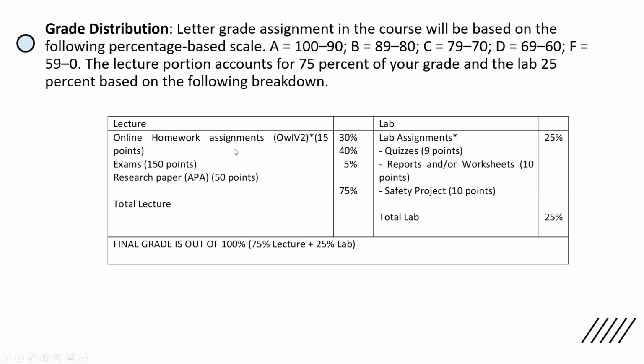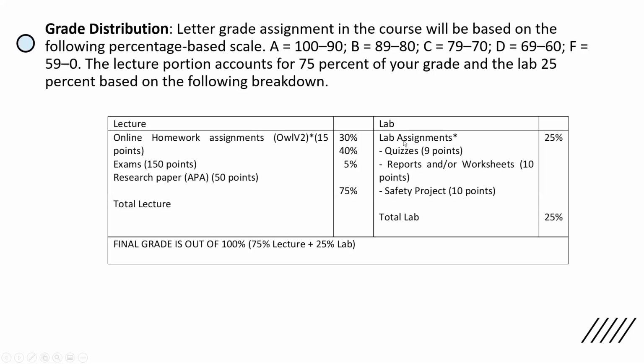The lecture will have a homework every week. The homework is 15 points, and it will be in OWLv2 from Cengage. That's why it's important that you get the code as soon as possible. Remember, you have a video in D2L that will show you how to do this operation. You will have 4 exams. Every one is 150 points. And at the end, you will have a research paper in APA style that is 50 points.